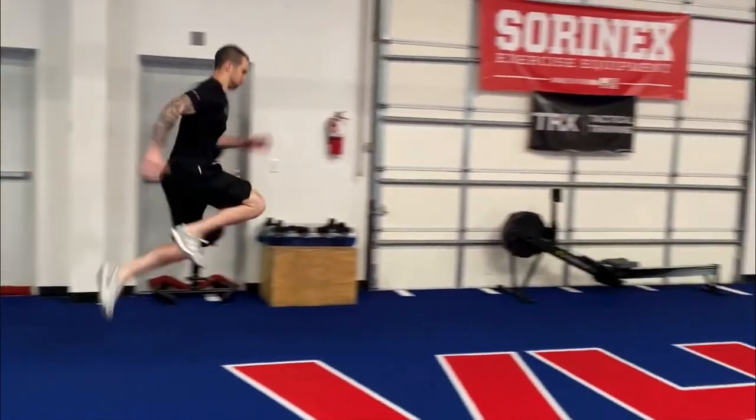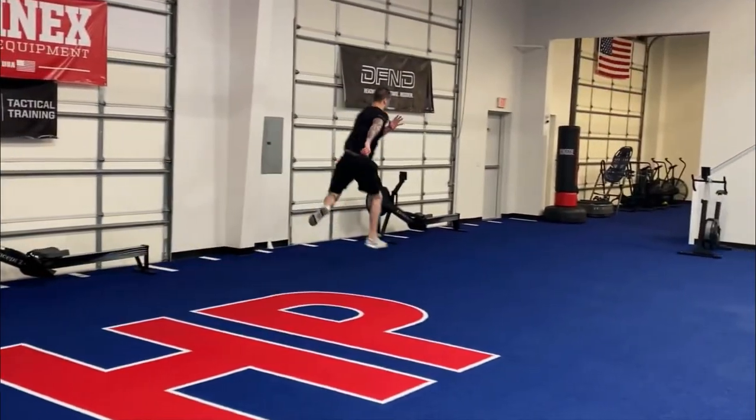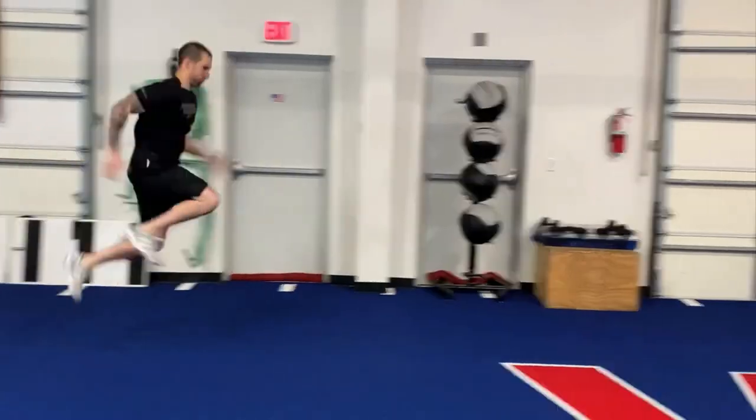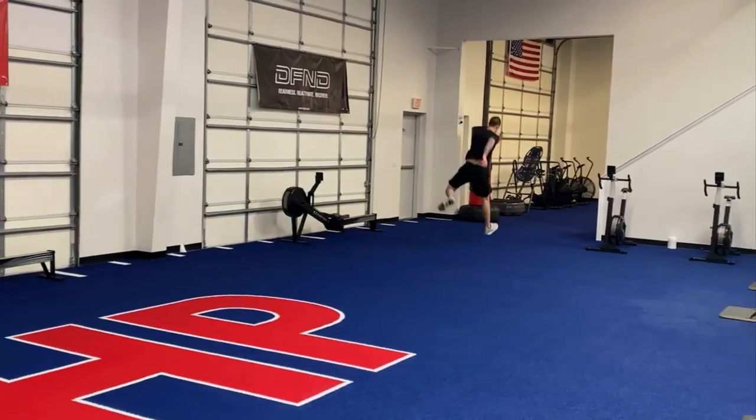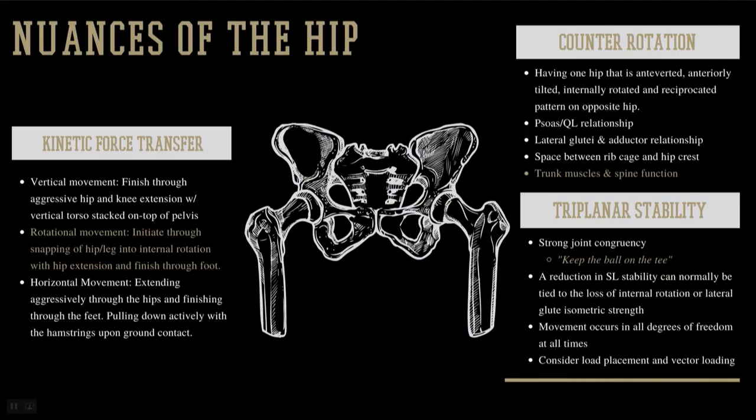So with horizontal based movement, I don't think that there's as much of a difficulty with the production of movement as much as there is the landing or the acceptance of movement. So making sure that we're getting them to pull down actively through the hamstrings is key there.